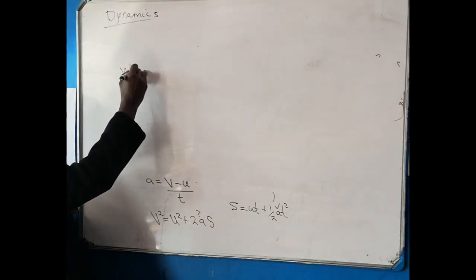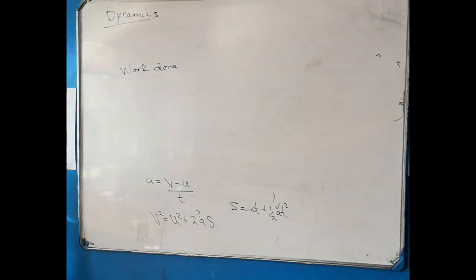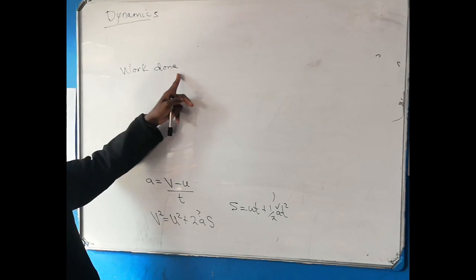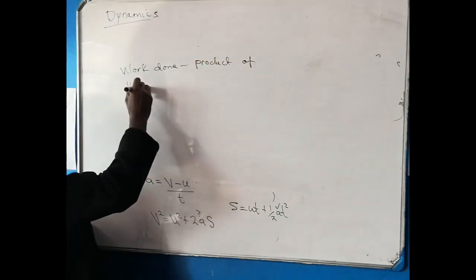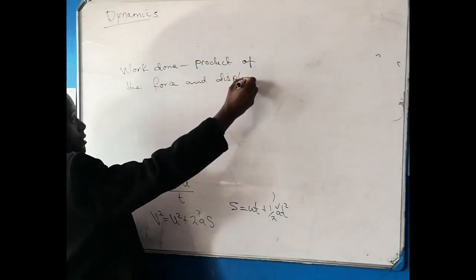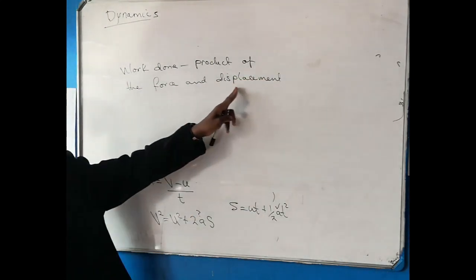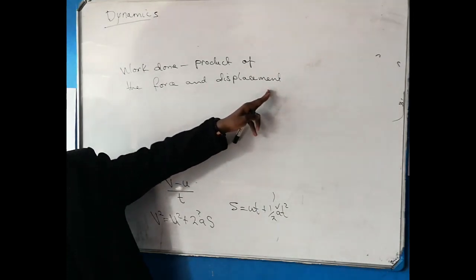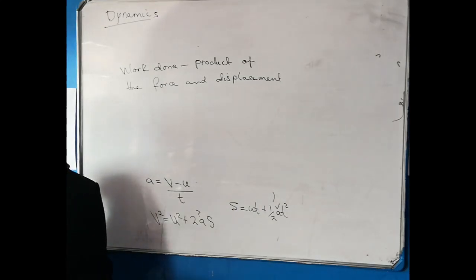Now, when a force is applied on an object, I apply a force on an object. This object moves from one point to another, then work is done, right? Work done is a product... work is done only if an object is what? Displaced. Displacement means the object has changed position, then work has been done.